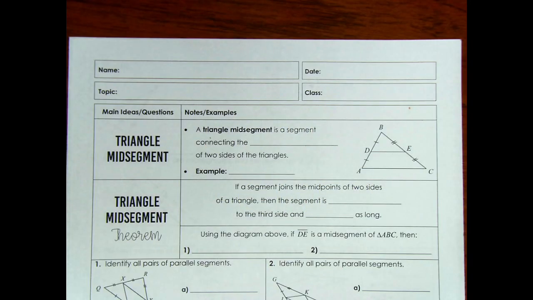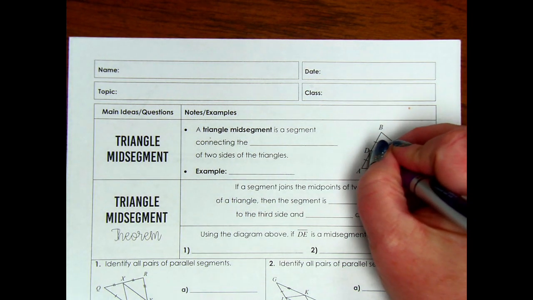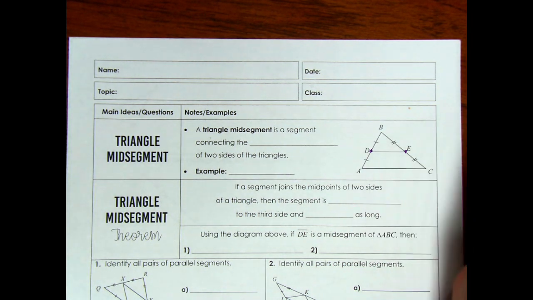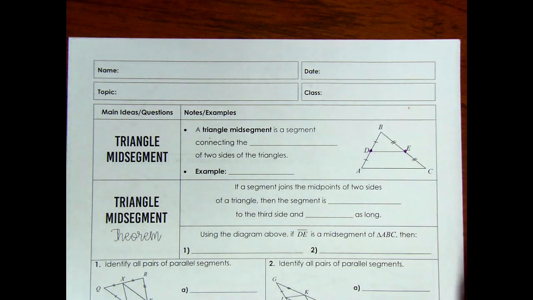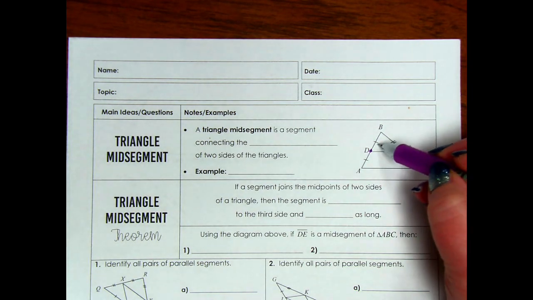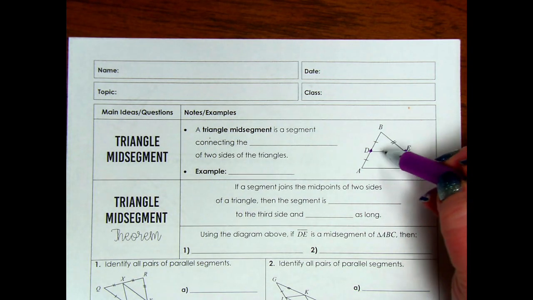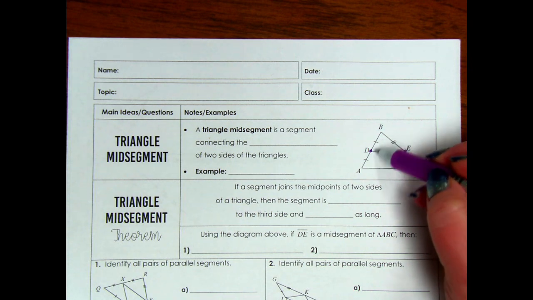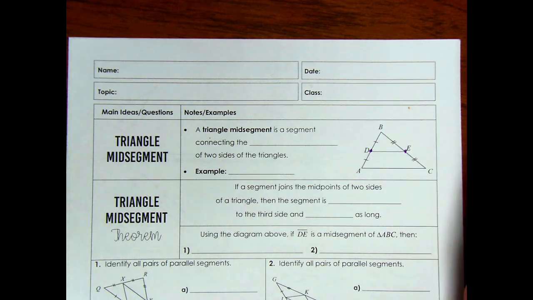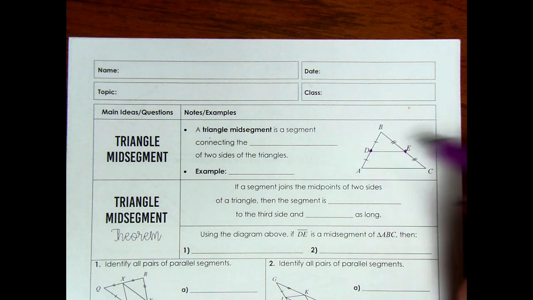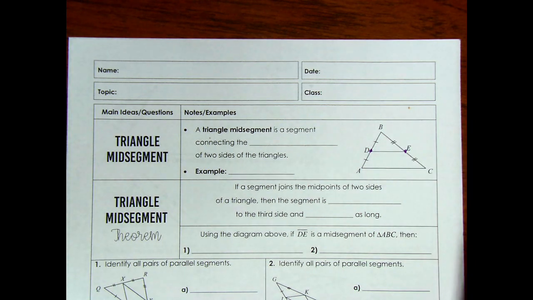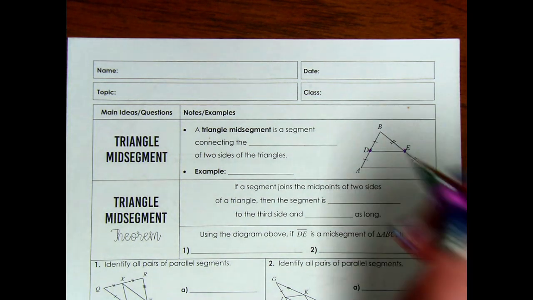Chapter 5, Triangle Midsegments. Midsegments are segments that connect the middles of two sides. So I have a midsegment and a midsegment because they are in the middle. And I know that they're in the middle because this segment is bisected, because it's the same length on each side. That's what those tick marks mean. So a triangle midsegment is a segment connecting the midpoints.